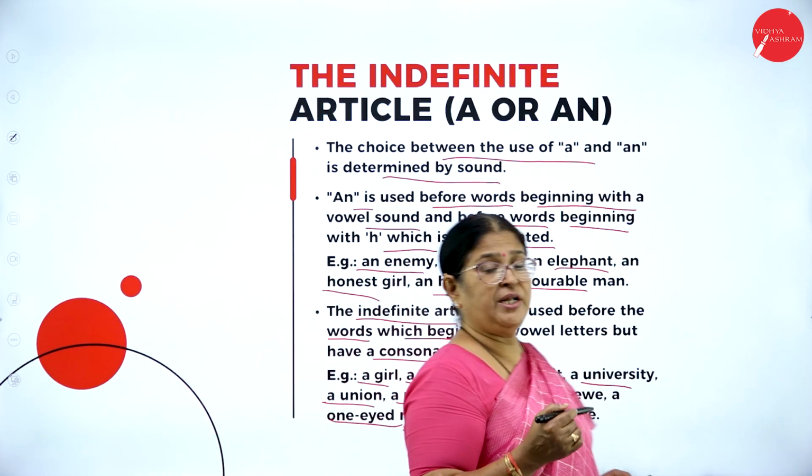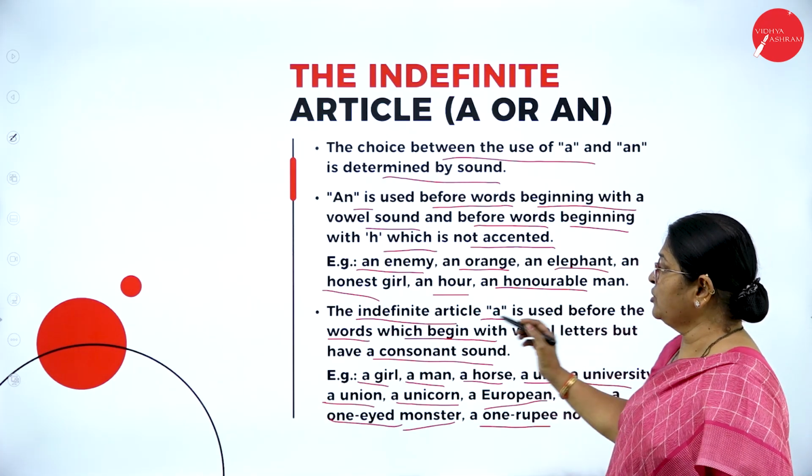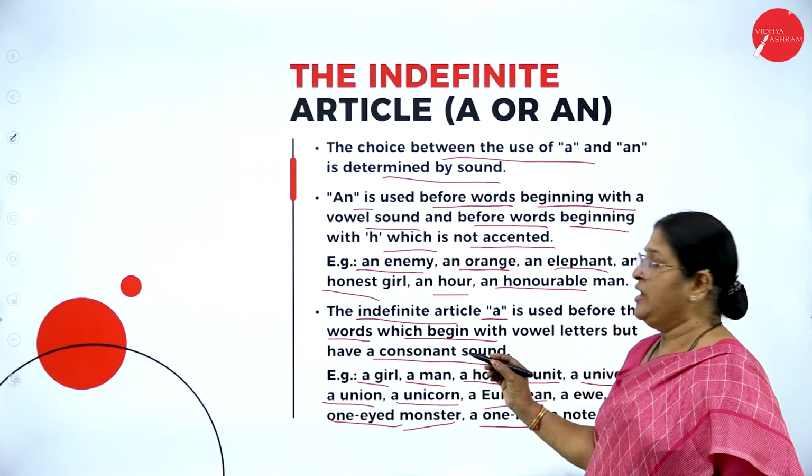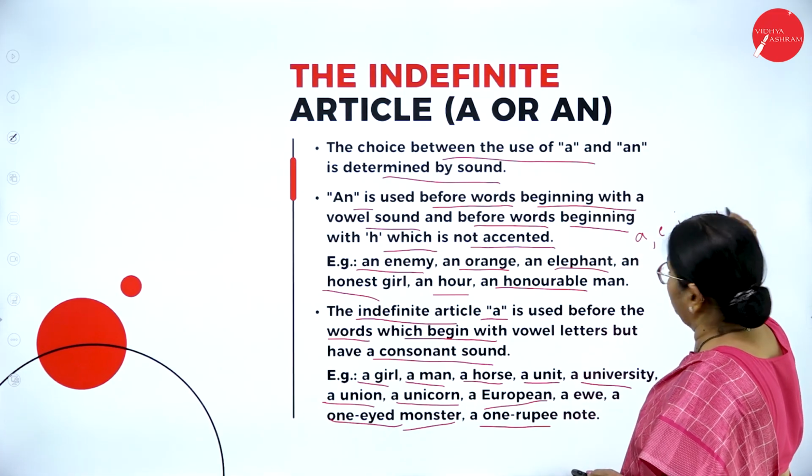So here, particularly in this, you can observe the indefinite article a is used before the words which begin with vowel letters. Like I told you, vowel letters are A, E, I, O, U.